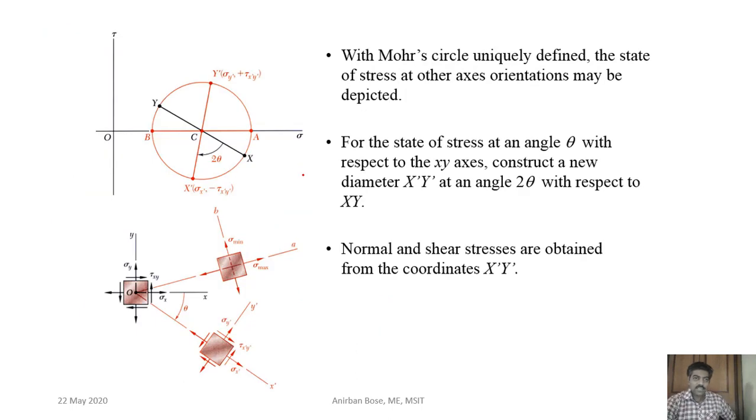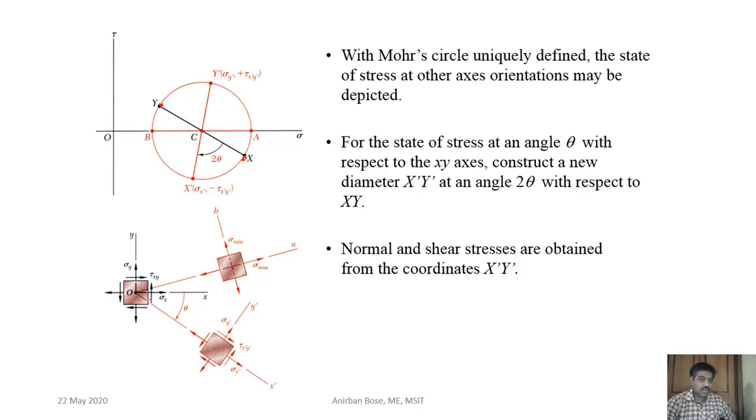So now here you can see another example. Suppose you know a particular plane, say this is the position x-axis, sigma x and tau xy. So sigma x, tau xy. So what we have to plot? We have to plot sigma x comma minus tau xy. That has been plotted. This is sigma y comma plus tau xy. That has been plotted. So this is the point corresponding to the x-axis. This is the point corresponding to the y-axis.